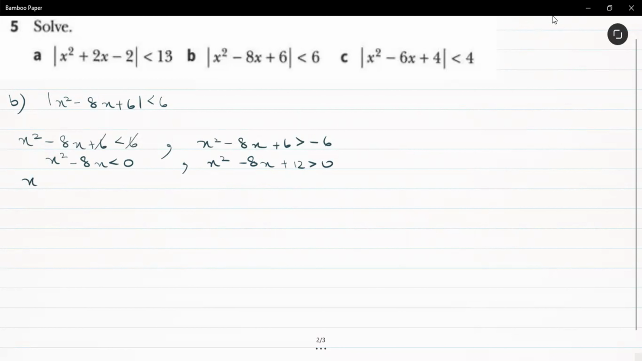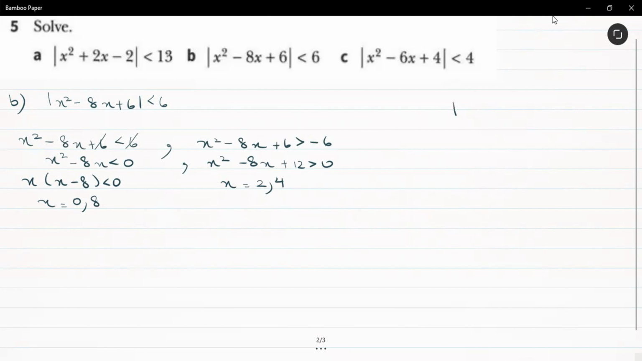The first one is going to be simple. x as common, x minus 8 is lesser than 0. And we have got two values for x, equals 0 and 8. For the other one, we are going to take this up and we are going to say that we have two values for x in the calculator. x equals 2 and x equals +4.